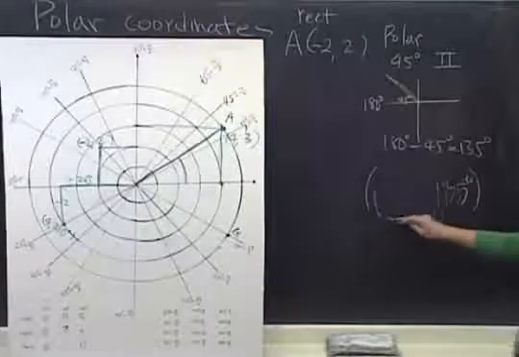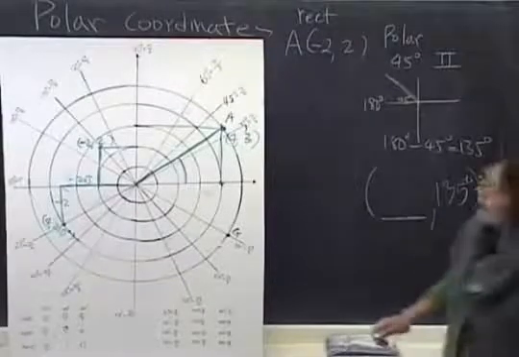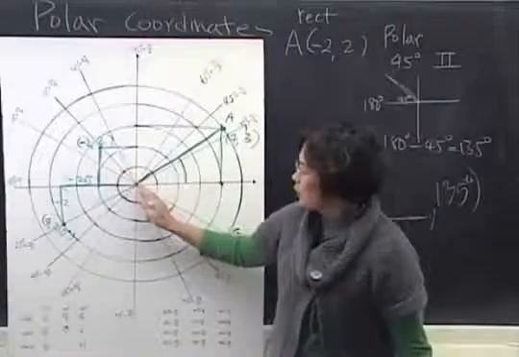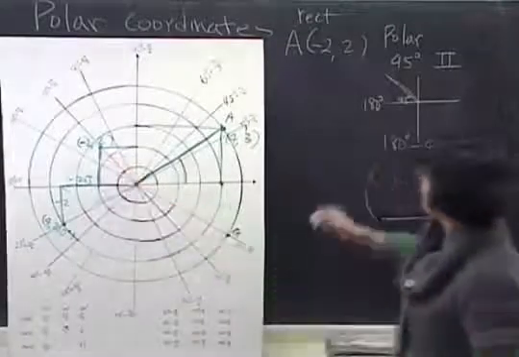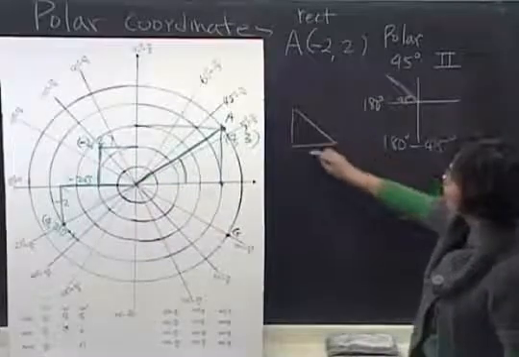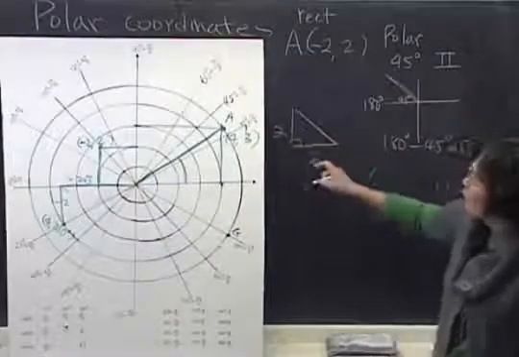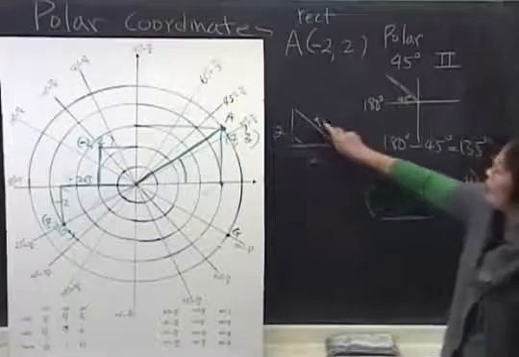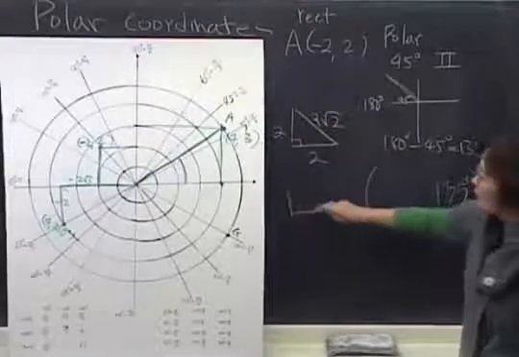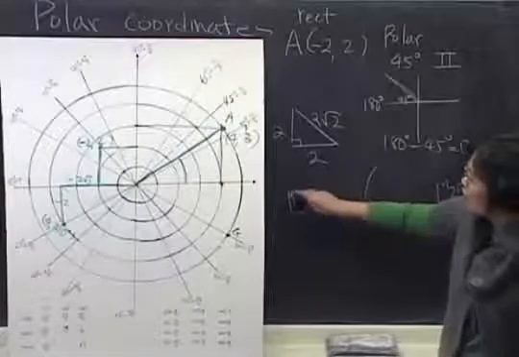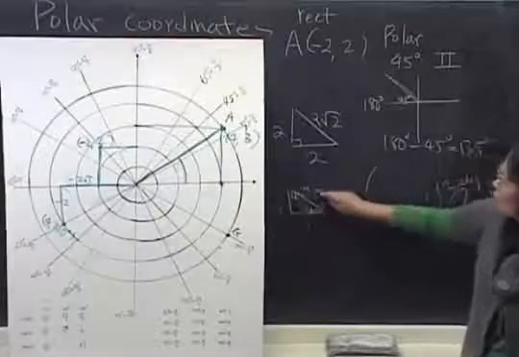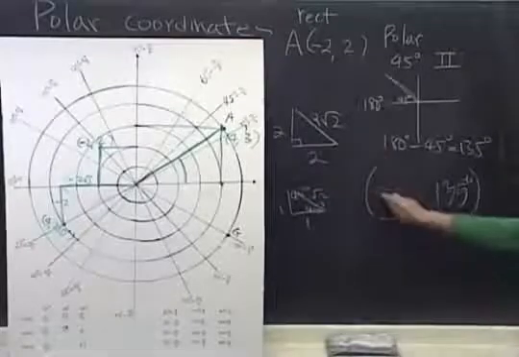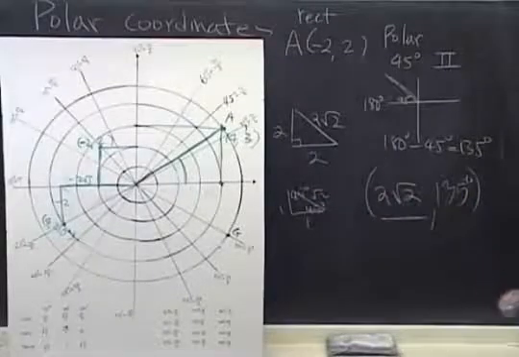Now how do I get my R? My R is the hypotenuse of this right triangle, the right triangle with sides 2 and 2. So you know, 1, 1, root 2 is the 45 degree triangle, so that would be 2, 2, 2 root 2. And R is 2 root 2.